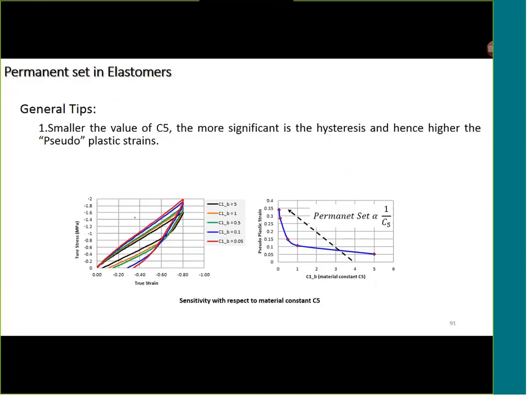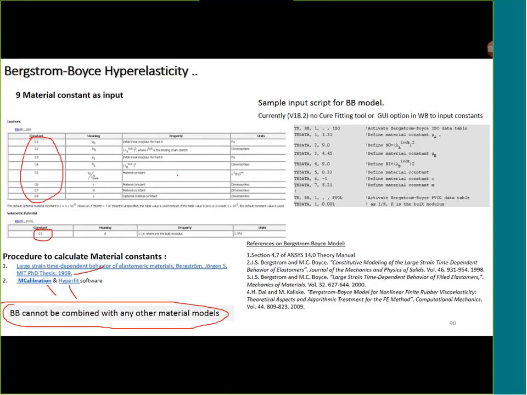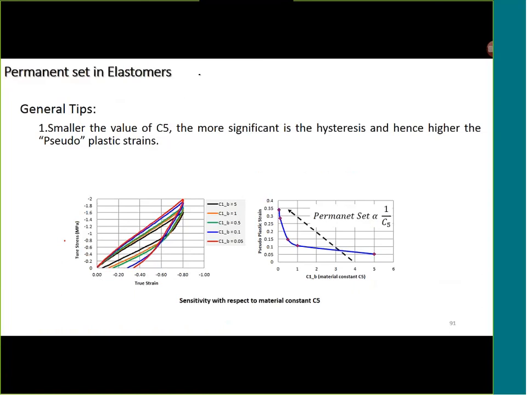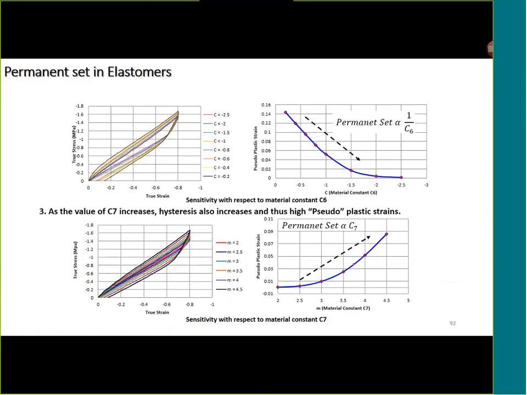So to predict the permanent set, there are 9 constants as I mentioned, 8 plus 1. Here are some guidelines. The constant C5 is inversely proportional to the permanent set. It means that the higher the value of C5, the lower the permanent set. So if in reality in your product you are seeing more permanent set than what is predicted by the simulation, it is an indication that you have to reduce your C5 value.